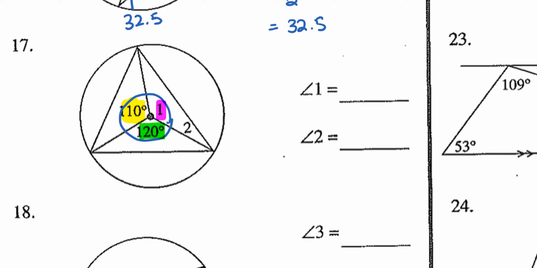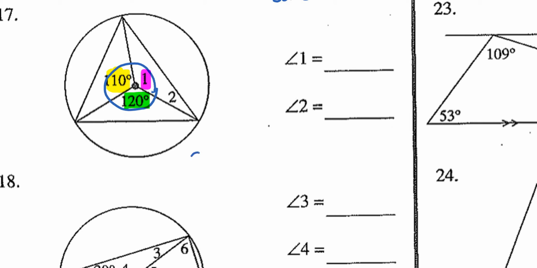So in order to find angle number 1, we take 360 degrees and minus the 110, and also minus 120. So 360 minus 110 minus 120 is going to give me 130 degrees. So angle number one is going to be 130 degrees.